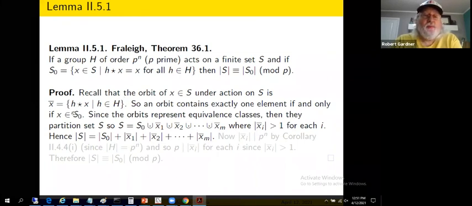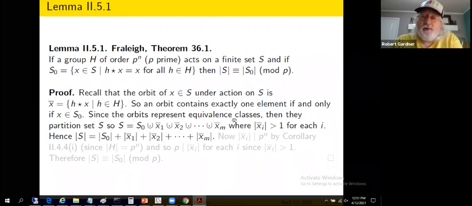Recall the definition of an orbit was H acting on X as H ranges over the entire group. Group capital H is given here. We denoted that as X bar because we saw it was an equivalence class in the previous section. So an orbit contains exactly one element if and only if it's in X sub 0. So these are all of the orbits of cardinality 1 elements of set S.